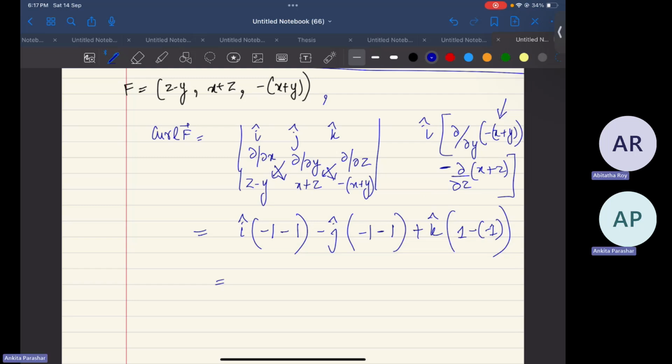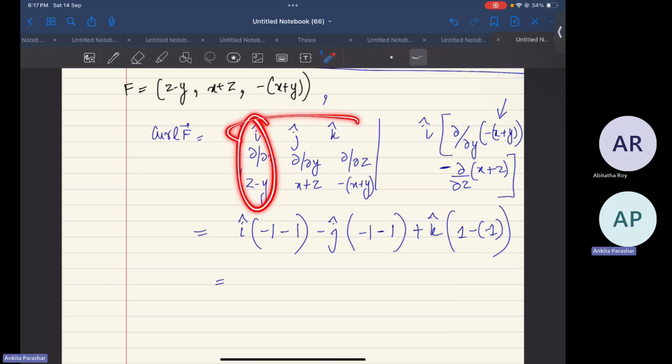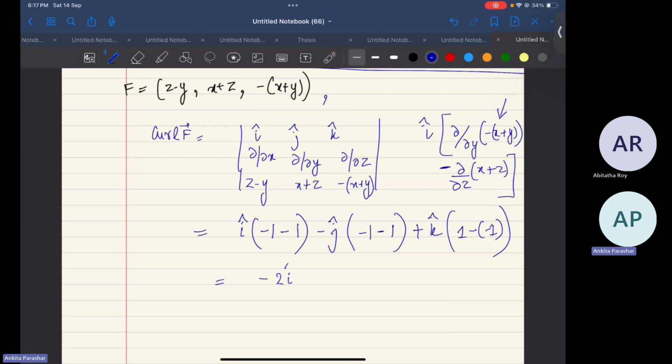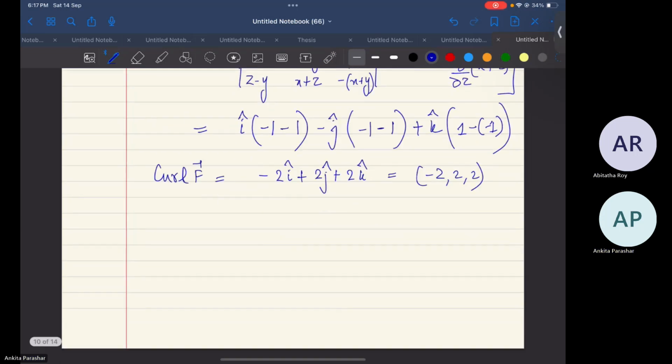Just a minute. Okay, let me point out here with the pointer. When you are doing this, you have to take del by del y of this, which is minus 1. I was taking the wrong combination this time. You were only careful in the beginning and then you messed it up. Okay, minus 2i cap plus 2j cap and then plus 2k cap. So your curl f is this. Is this okay? Yeah. Minus 2, 2, 2. You can write it like this.